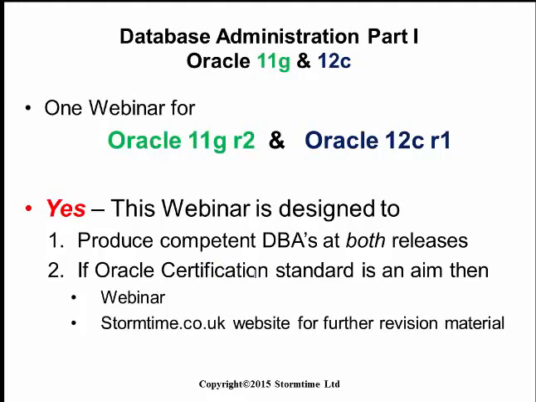If you want to get up to certification standard, the aim is take this webinar to become Oracle Certified Associate level, and then Admin 2 Part 2, which will take you up to the professional level, for extra revision material for certain topics which you may not be using as much in your workplace but are part of the Oracle certification exams. And then on stormtime.co.uk you'll also be given access to further revision material, some of which written by me and some of which written by other good sources of tried and trusted information.